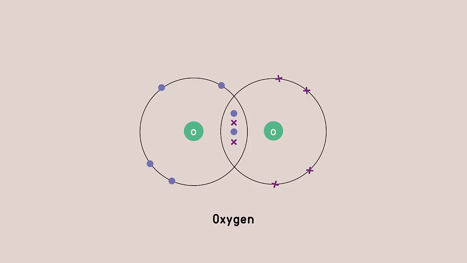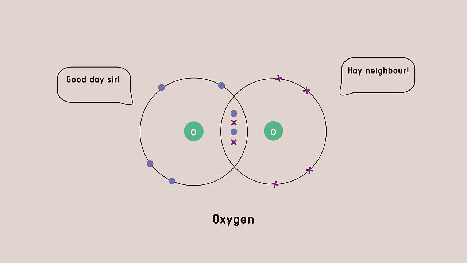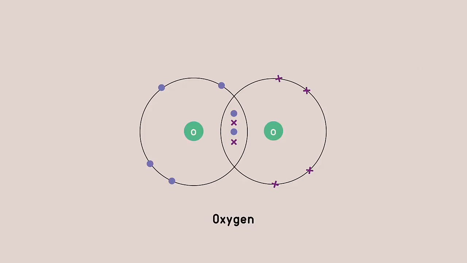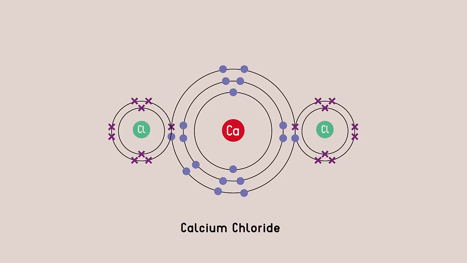Did you notice that one oxygen had crosses and the other dots, even though they are the same element? Dots and crosses don't distinguish between different kinds of atoms, just neighbours. It doesn't matter which atom has the dots and which atom has the crosses, as long as bonds form between one atom with each.